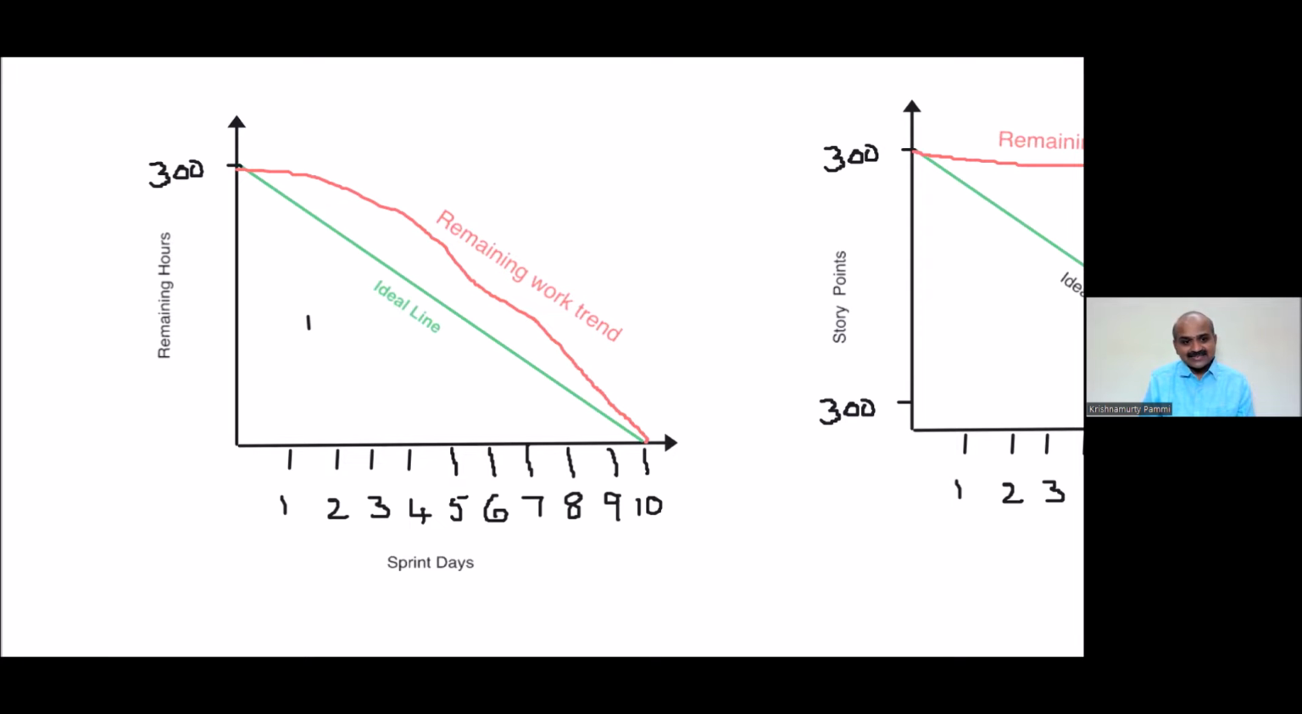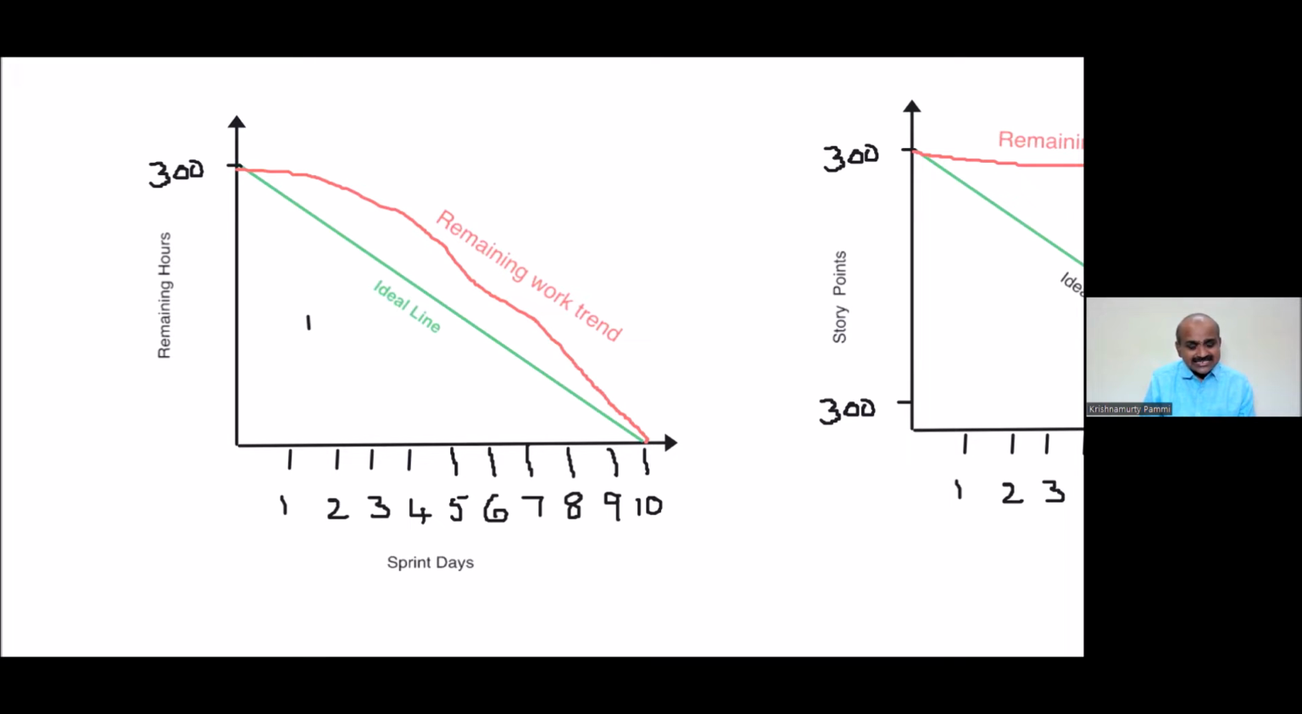Ideal line it is. That means ideally we should be progressing like this. That means ideally the remaining hours should be reduced in these increments. But what happens is this red line, remaining work, this is the actual work trend. On the first day of the sprint, you will ask, boss, how much work is still remaining? Based on how much work is remaining on the first day, you plot it.